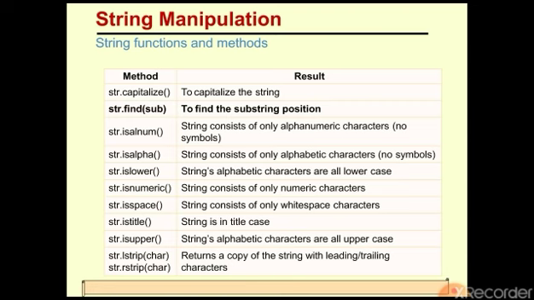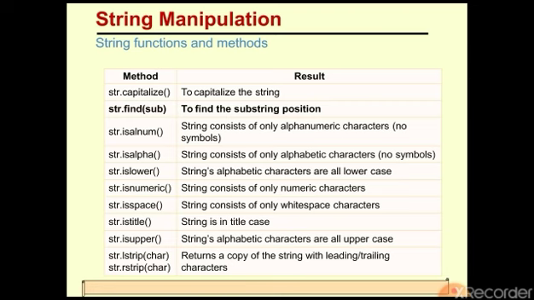Now isspace. Isspace means whether it consists of only white space characters or not. Sometimes a string may consist of only white space characters. We may also have 4 or 5 blanks in a string. In that case, it will return true. Otherwise, if there are non-white space characters also, then it will return false.